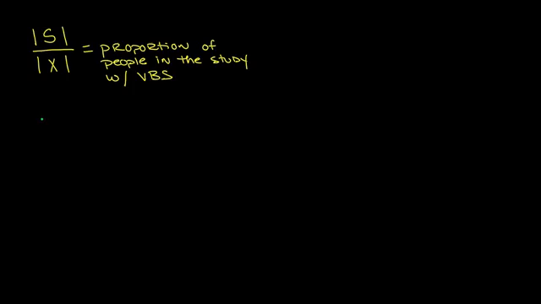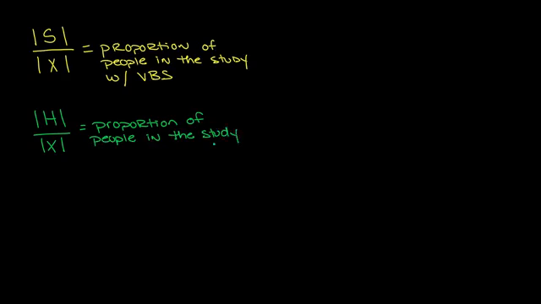Let's consider the cardinality of H divided by the cardinality of X. This is the proportion of people in the study without VBS. What should we get, by the way, when we add these two quantities? Think about it a second. We better get 1, because you either have it or you don't.